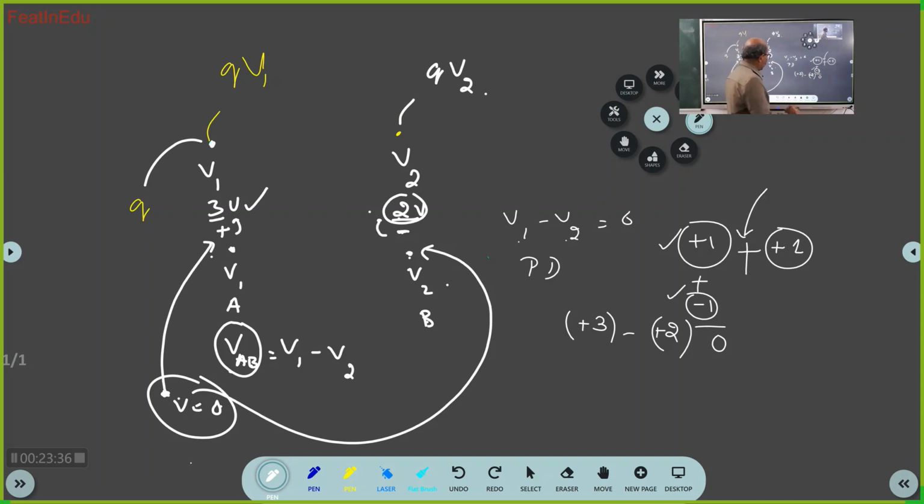When I ask you the potential difference, then you will use a minus sign. Clear? This is how you should understand.